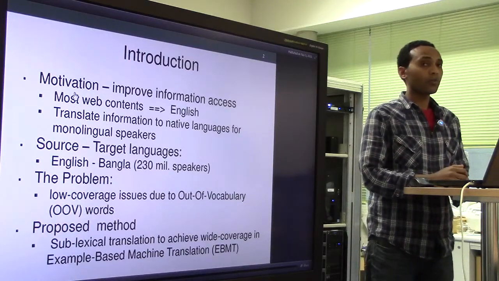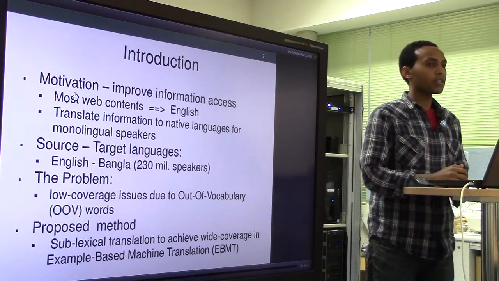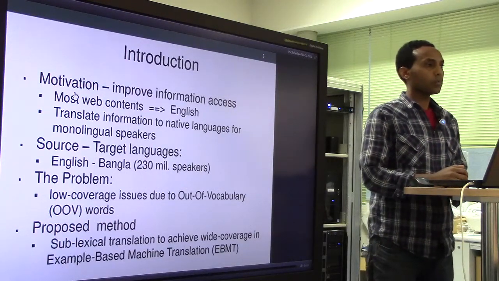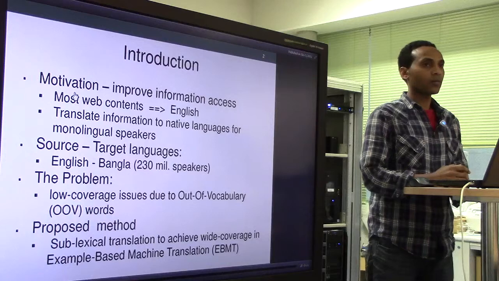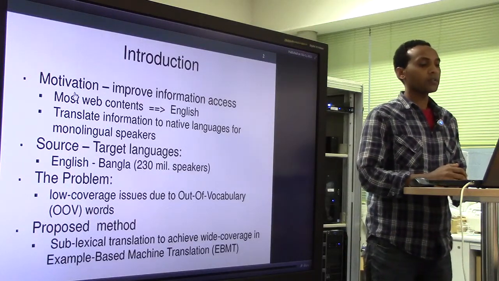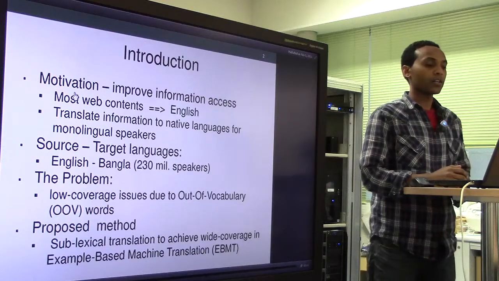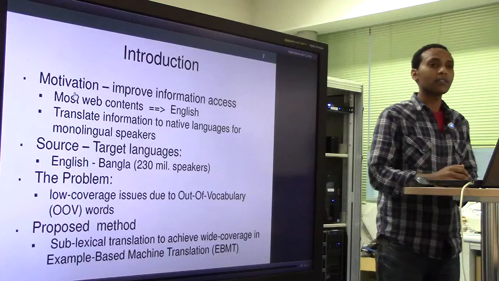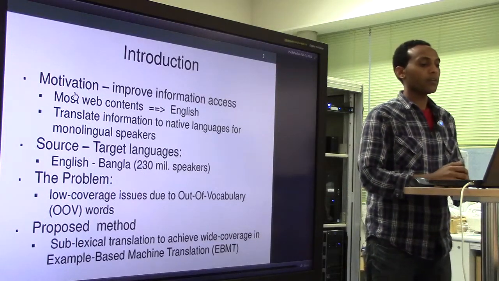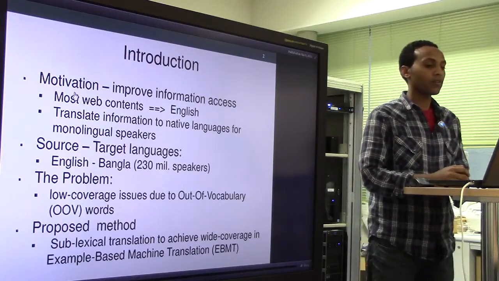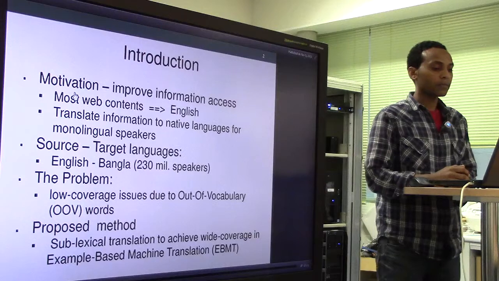As we all know, most of the web contents is written in English, and those people who can only understand one language, or monolingual speakers, don't benefit that much from the internet because they don't get the documents which are written in their native language. So the motivation of this paper is to provide more information for those categories of people.